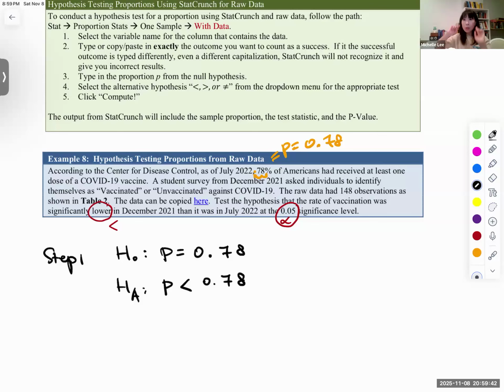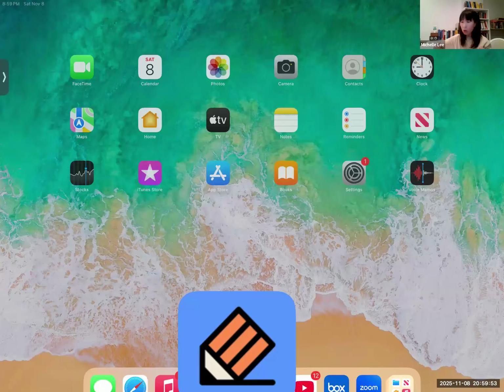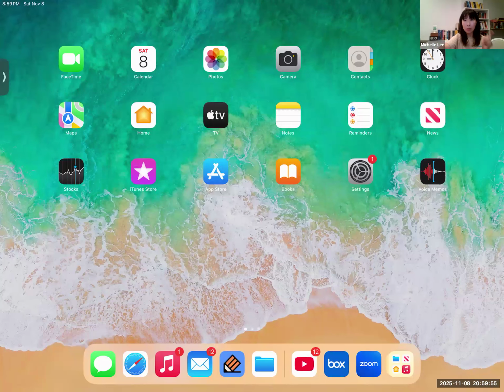Okay, let's go to the StatCrunch. We make a copy of that data set and then copy paste in the StatCrunch. Oh, I need to take a picture.